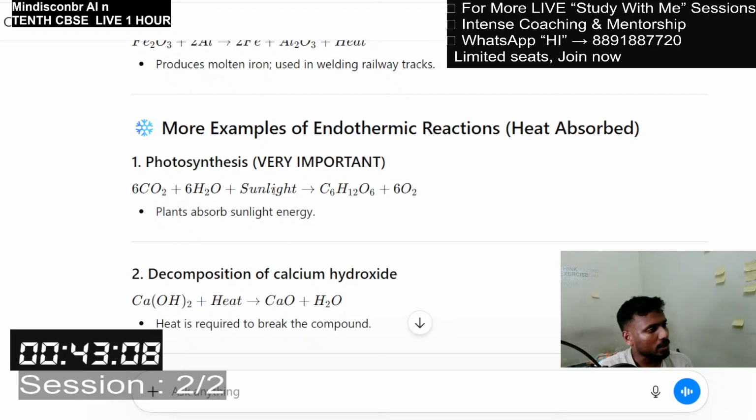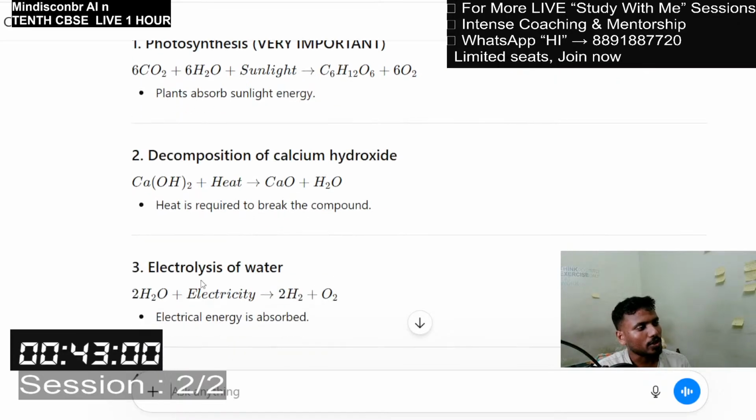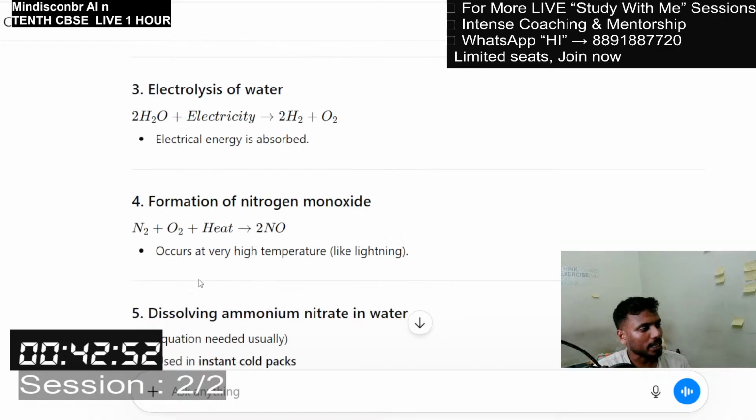Then decomposition of calcium hydroxide, Ca(OH)2 plus heat gives calcium oxide plus water. Heat is required to break the compound. Also electrolysis of water, 2H2O plus electricity gives 2H2 plus O2. Here also electrical energy is absorbed, hence it is also an example of an endothermic reaction.